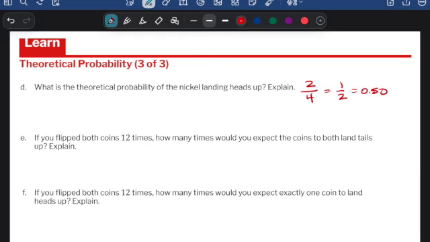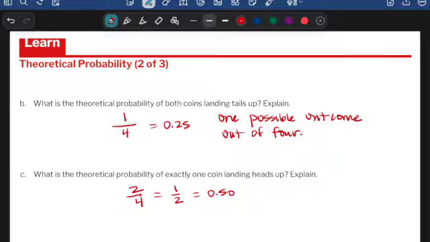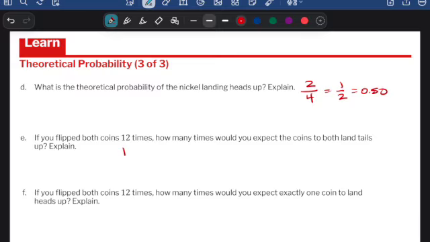If we flipped both coins 12 times, how many times would we expect the coins to both land tails up? So first we need to think, what is the probability that they both land tails up? Well, we did that in a previous example. In part B, our chance was 1 out of 4. So we have a 1 out of 4 chance. When we do the experiment 1 time, we are doing that 12 times. So what's 1/4 times 12? We would expect that both would land tails up 3 times.